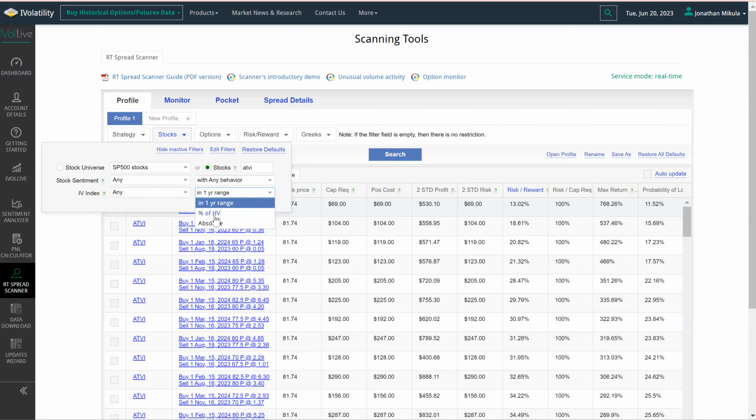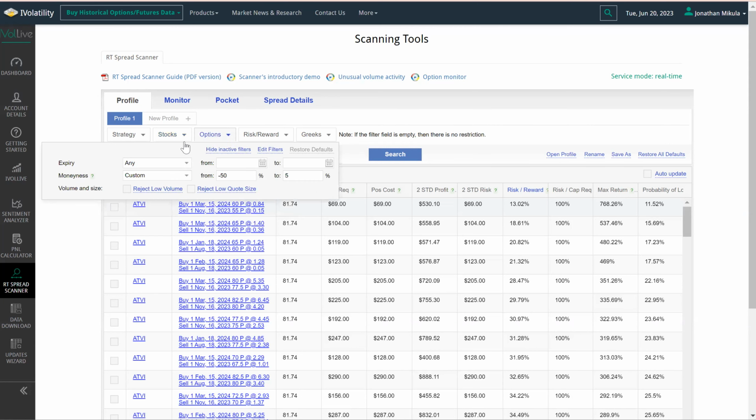And then you can always say, well, within that IV index, do we want to look at a 1-year range? Do we want to look at that against historical volatility? But again, I already ran those scans in IVolLive, so I already know that this is high relative to historical volatility. So I'll just leave that as is. Options. So here's where you decide on your expiration. Is your trade for a short-term duration, an intermediate, or a long-term duration?